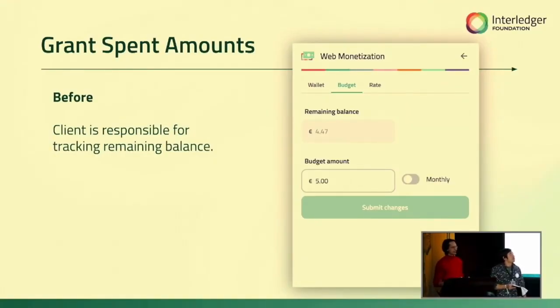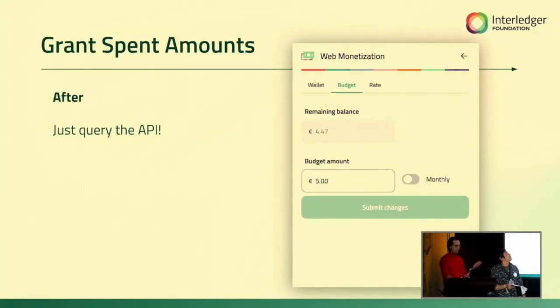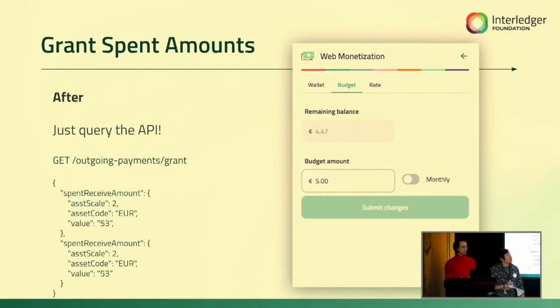And like I said, to make life better across all the teams, let's make it easier for them. So now we just query the API, and you get back the information for how much balance you have left on the grant, something like this. Again, just really trying to make it easier for clients as well to have this sort of user experience.